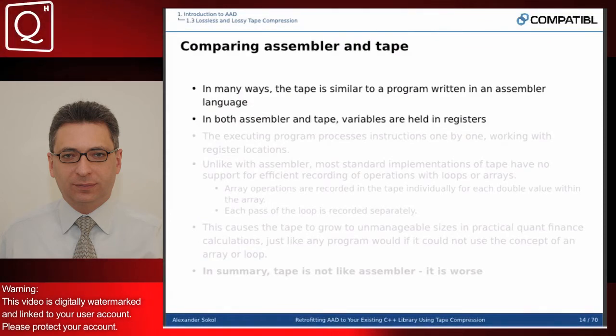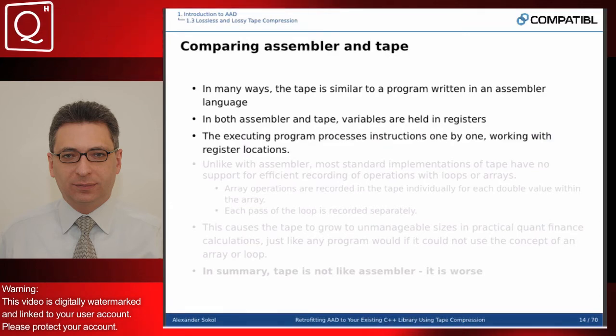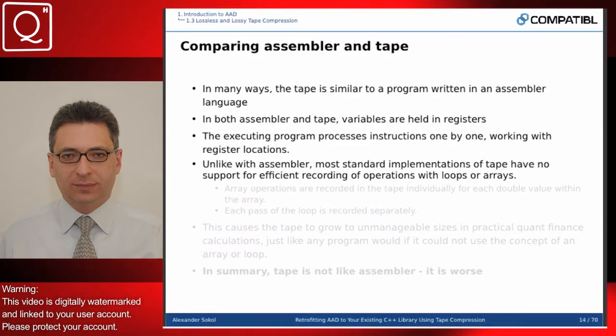All right. So now, what is the tape? Okay. So the tape is sort of like assembler. Both in assembler and tape, variables are held in registers. And the executing program, which is the tape layer, processes instructions one by one, working with register locations. So, for example, there is a number in the first slot of the tape, in the second slot of the tape, and then you multiply them and put it in the third slot of the tape.